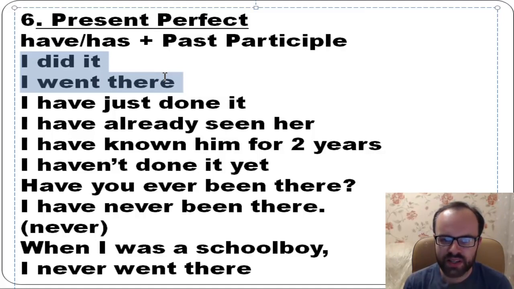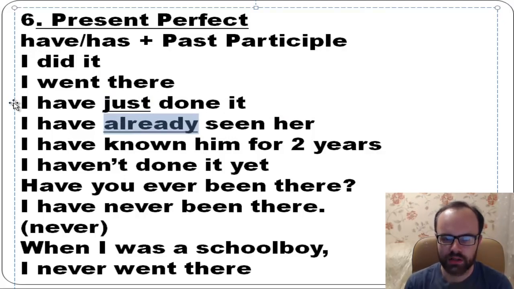So you know that there are some time markers, time expressions which tell us that we need to use this tense. Please remember them. I have just done it. So have plus past participle is the third form. So if you have just, yeah, it has this meaning, you need to use present perfect. Already, I have already seen her. I have known him for 2 years. I haven't done it yet. Have you ever been there?